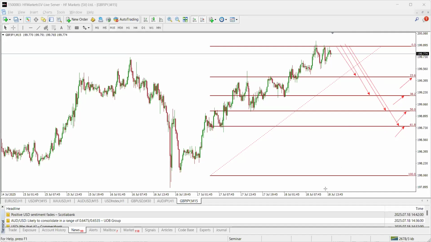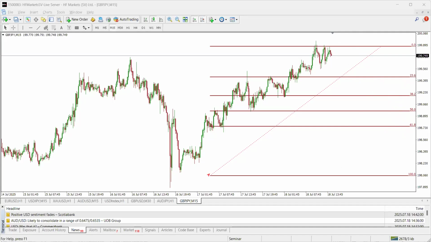That's the idea. So if you want to buy, you can look to buy from a pullback to the 23.6 level, or from 38.2, and so on and so forth. Now let's apply it to the chart properly and see how that works on an actual chart.